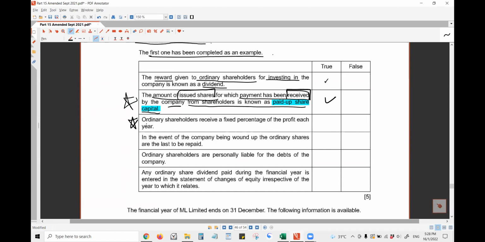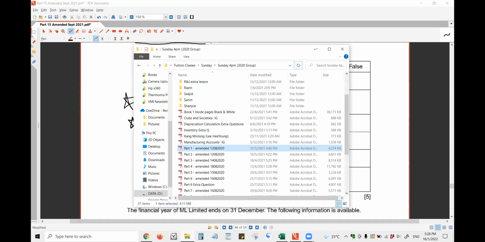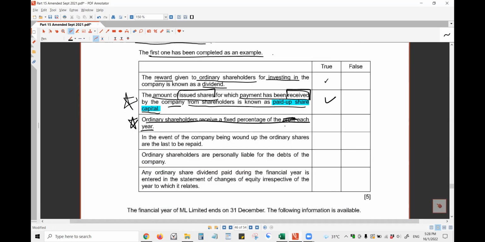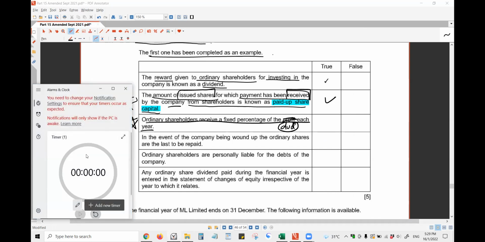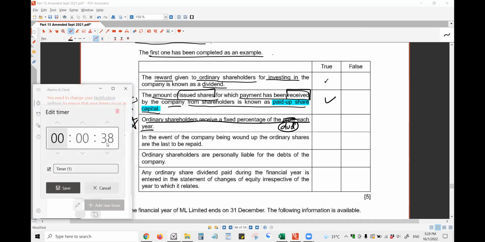I read for you, okay? Ordinary shareholders receive a fixed percentage of profit each year. They should replace this word with dividend. Okay, you replace it with dividend. They have a typo here. I set the timer. Also 30 seconds.